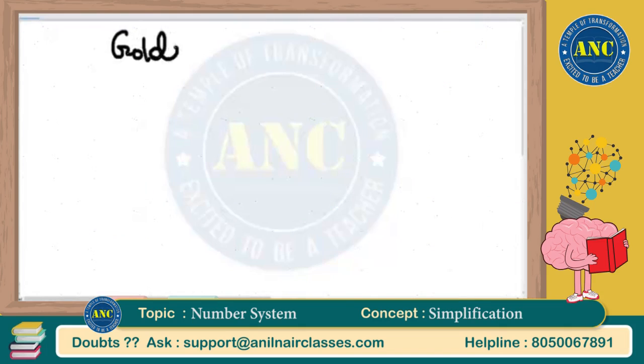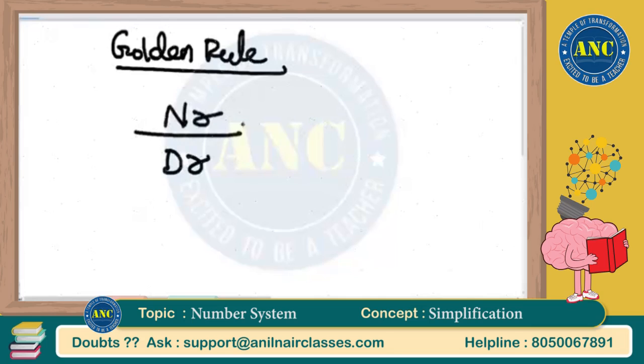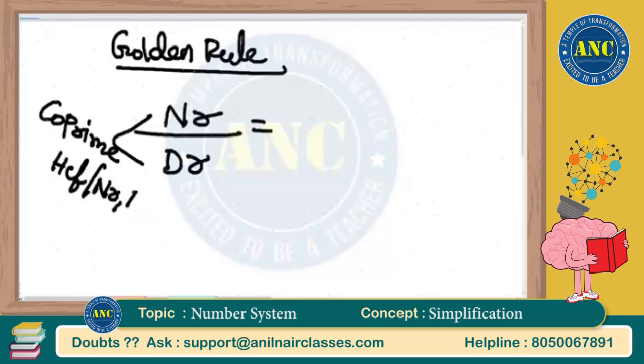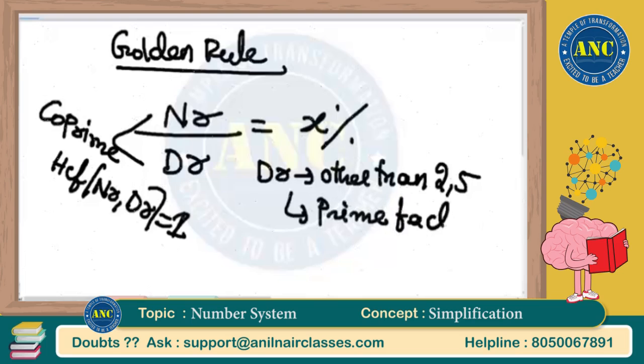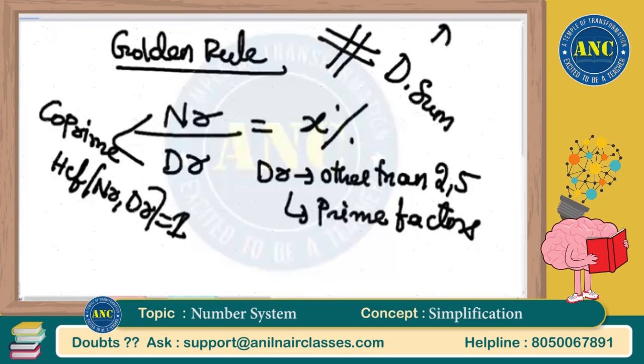The golden rule, please remember. If a fraction is numerator by denominator, and numerator and denominator are co-prime, which means the HCF of numerator and denominator should be 1, and it is converted into X percentage, and the denominator has any prime factors other than 2 and 5, please do not apply digital sum.